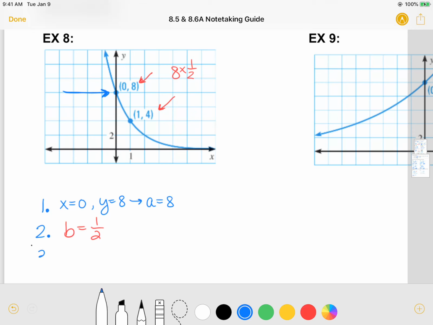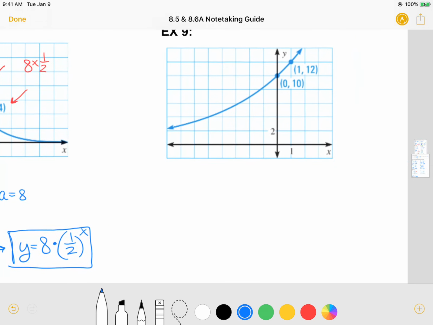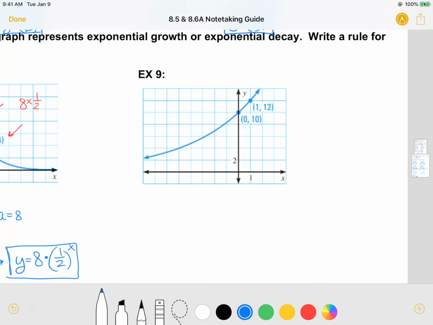And the third step is to plug in these values in for a and b. So what we get is y equals 8 times 1/2 raised to the x power. And that is our rule. Okay? So last example here, we're going to go through those 3 steps one more time.